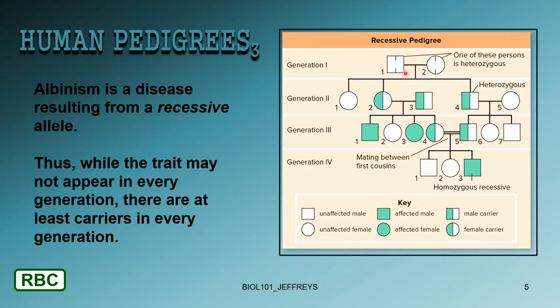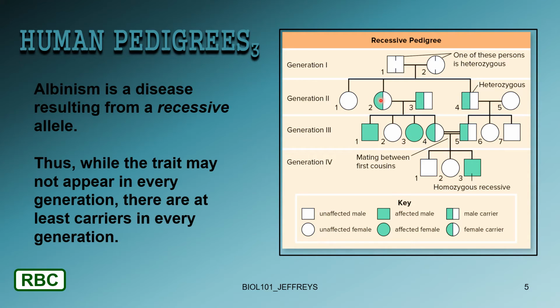Okay, so this guy and this girl have 1, 2, 3 children. They have a girl here who's not affected. They have a girl here who is a carrier. She's heterozygous. And they have a boy here who is also a heterozygote, so he's a carrier. Now they're not expressing albinism. They're just carriers of the gene. This girl mates with this boy who is also a carrier. And they have 4 children.